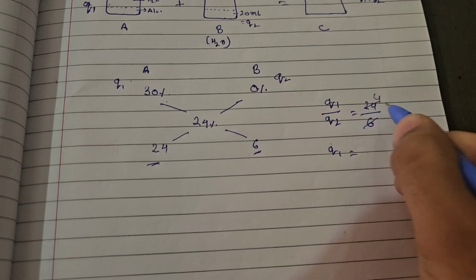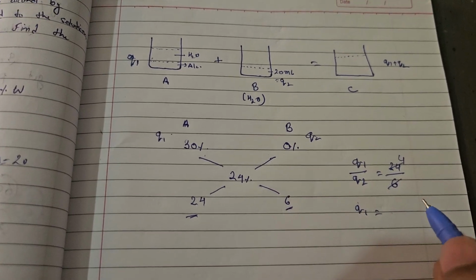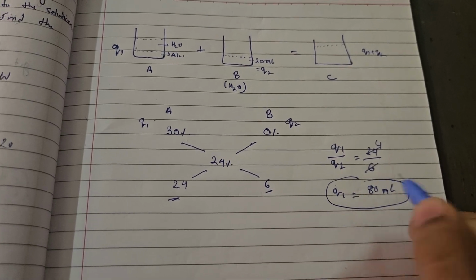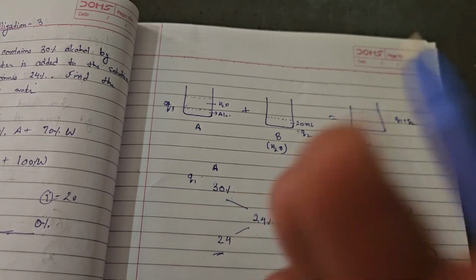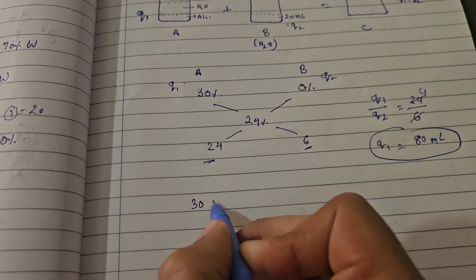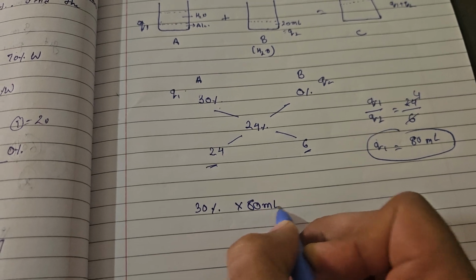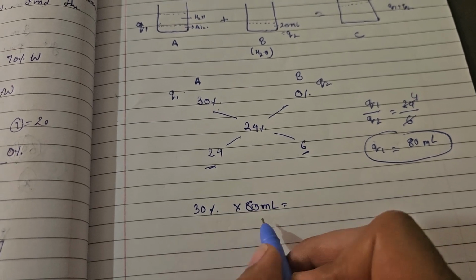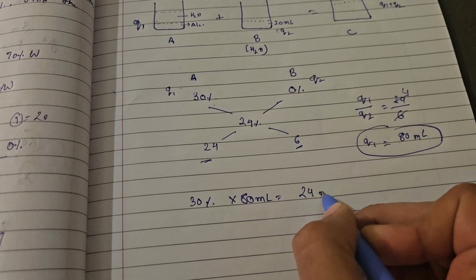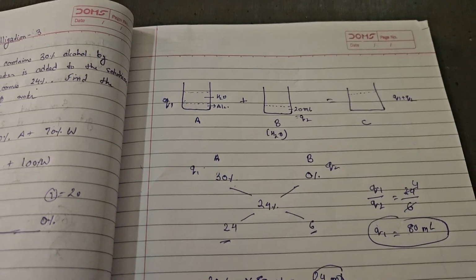This would be 4. So Q1 comes out to be 4 into 20, that is 80 ml. Right, now Q1 is 80 ml. In 80 ml, 30% is alcohol. So 30% of 80 ml is 120 times 120 by 5 is 24. So 24 ml of alcohol is present in container A, and the rest is water.